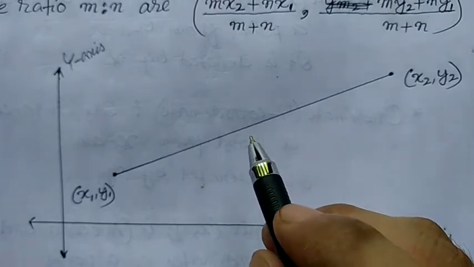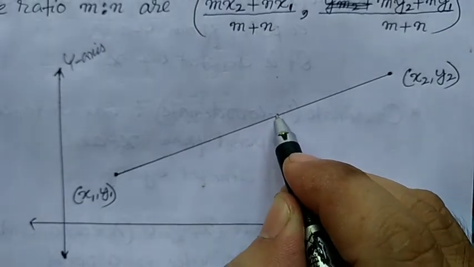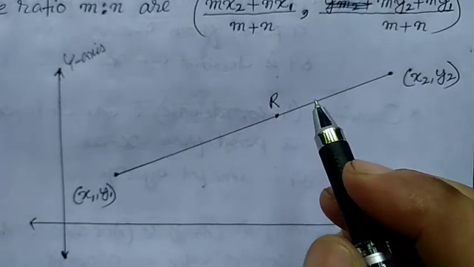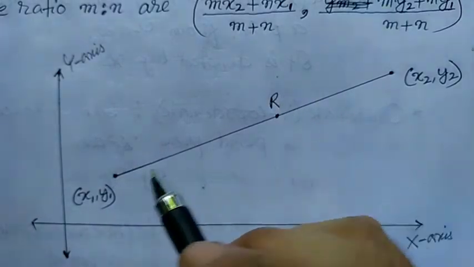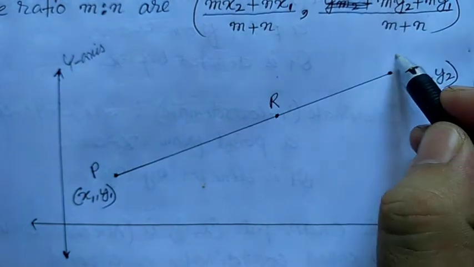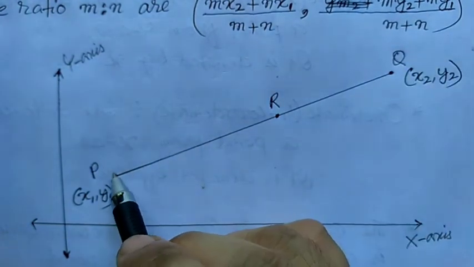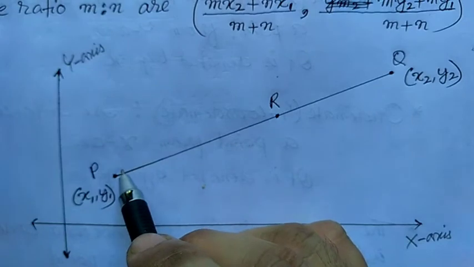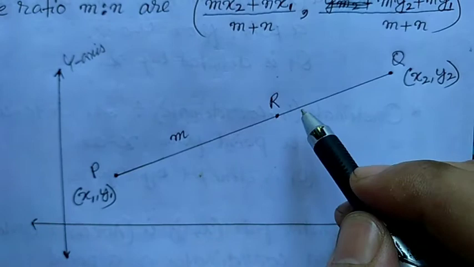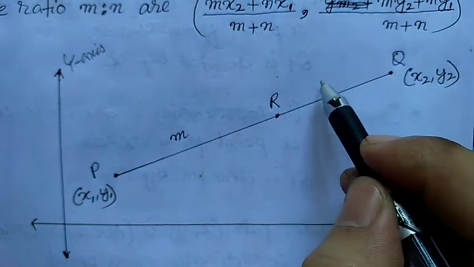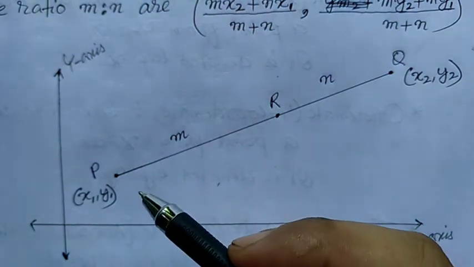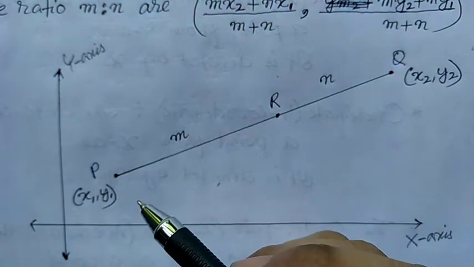Now let's say this line segment is divided at one point. Let this point be R, so that, let's say the first point is P and the second point is Q. Then the distance of this point R from P, let's say this distance is m, and like that the distance of R to Q be n. Then what is the actual meaning here? That the first point P is (x1, y1).